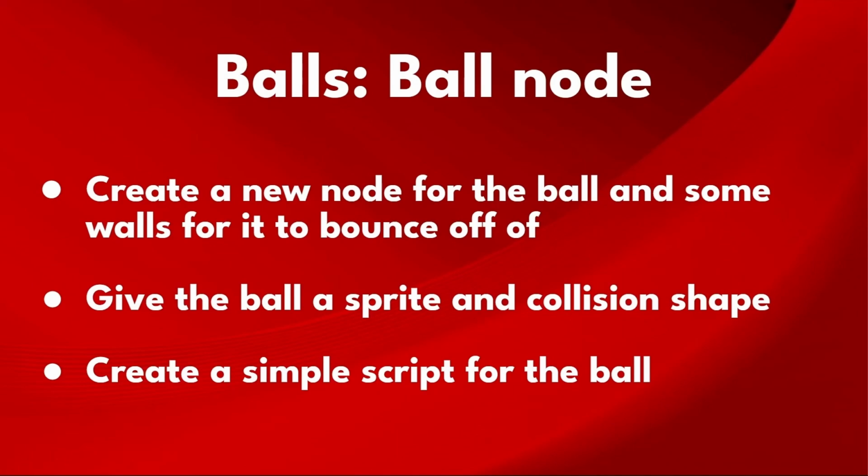All right, in this section, we're going to create the ball node. We're going to start off creating a new node for the ball and some walls for it to bounce off of. We're also going to give the ball a sprite and some collision shapes. Then we're going to create a simple script for the ball's functionality. Now let's jump right in.